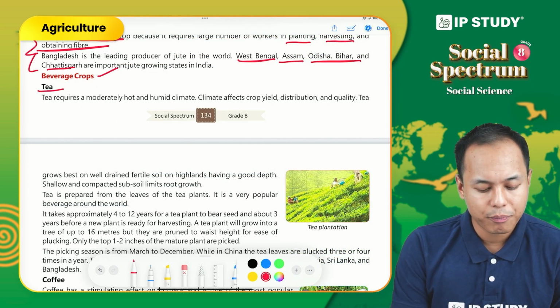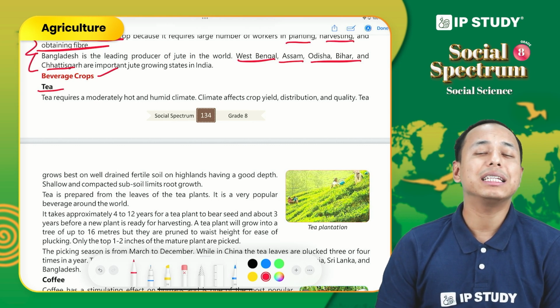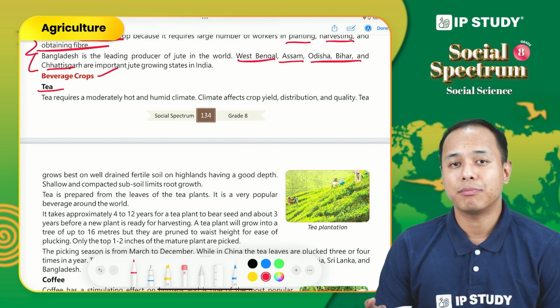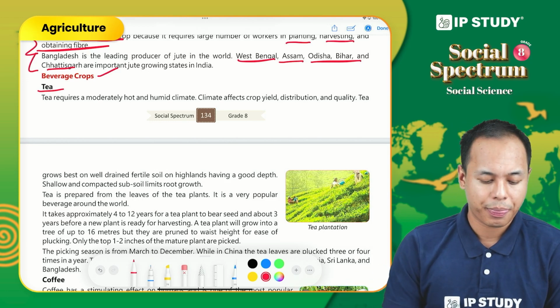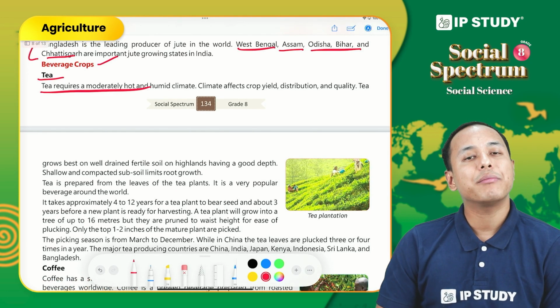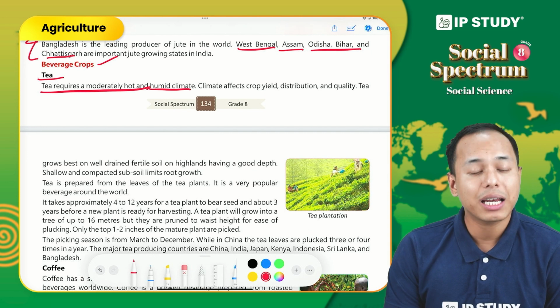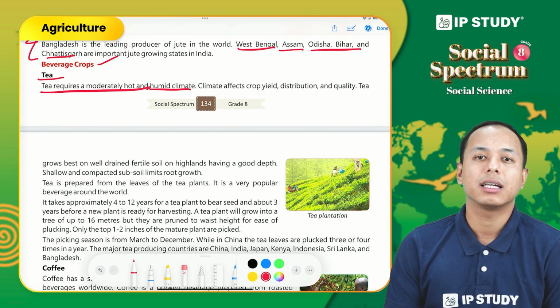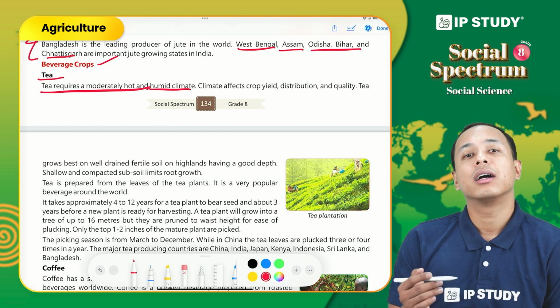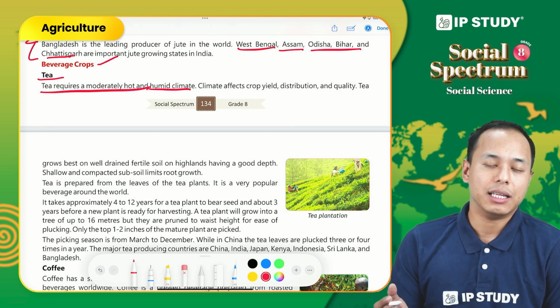In beverage crops, we have tea. So tea is prepared from the leaves of the tea plant. It is one of the most popular beverages in the world. When it comes to the climate, a moderately hot and humid climate is favorable, and climate plays a very important role in yield, distribution and the quality of the tea leaves.